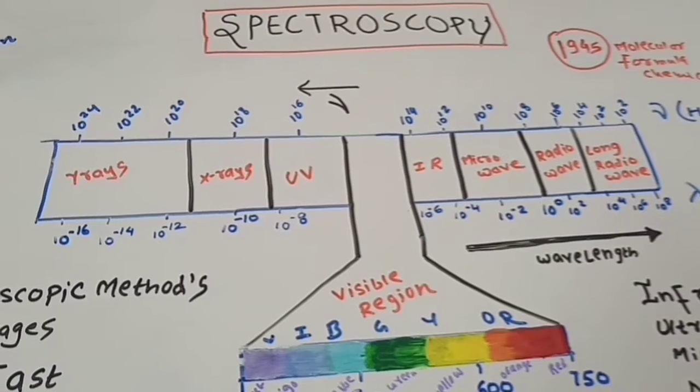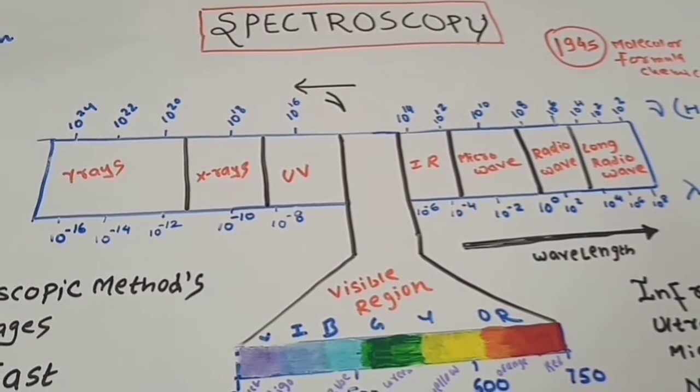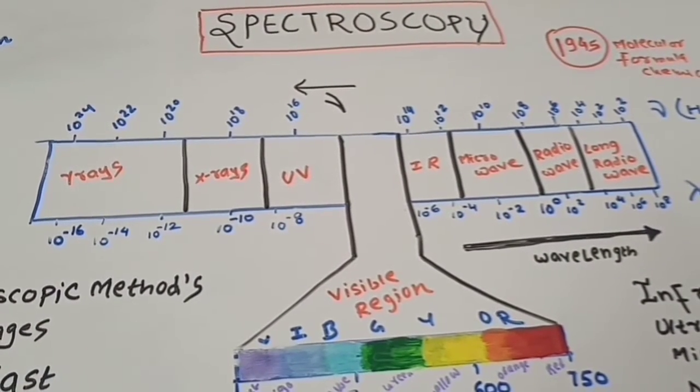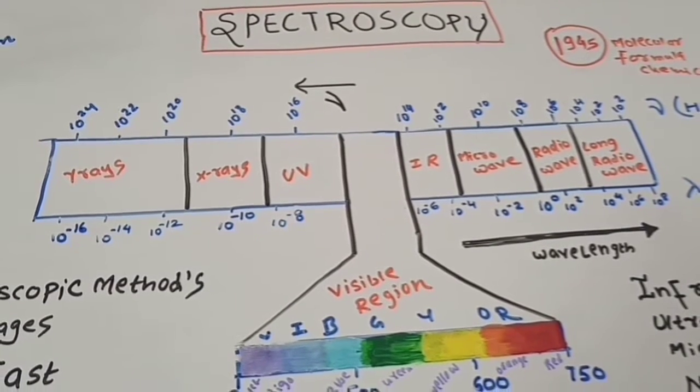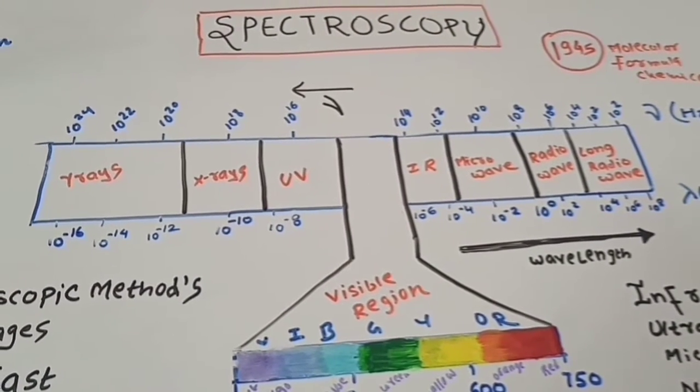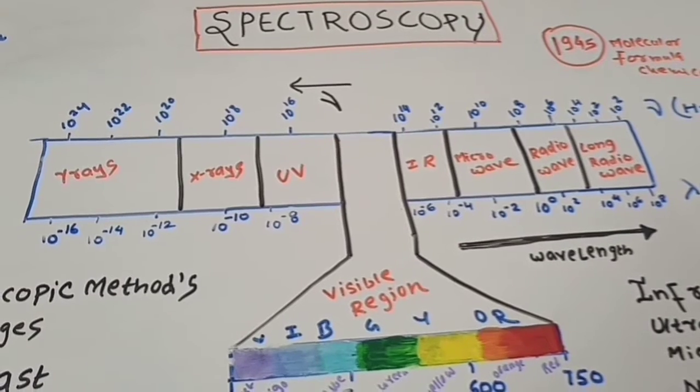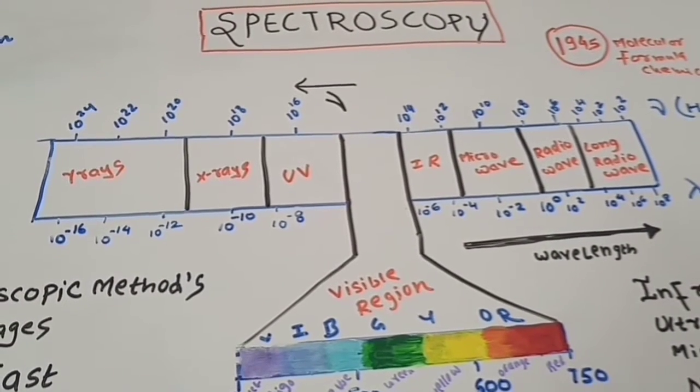So in simple words, spectroscopy is used to identify the molecular structure or the mass of the substance and what the various phenomena taking place in any compound, any molecule are. So those details we can study with the help of spectroscopy.